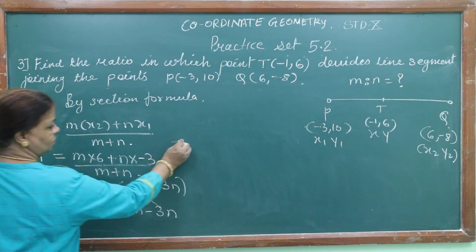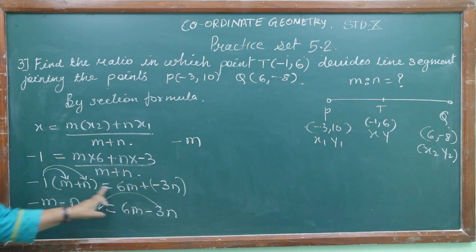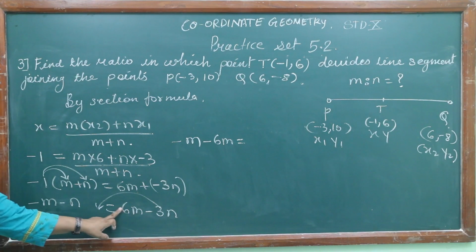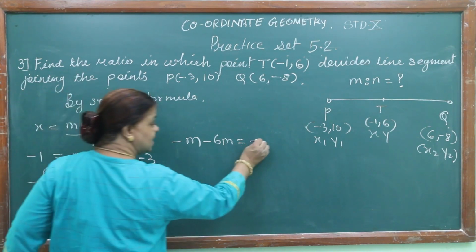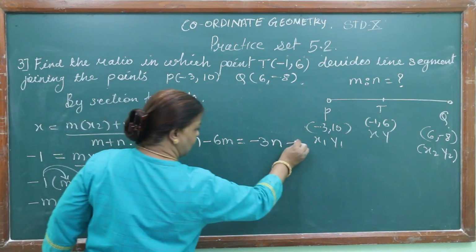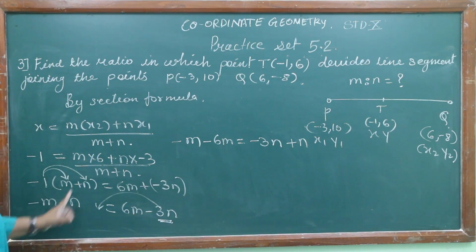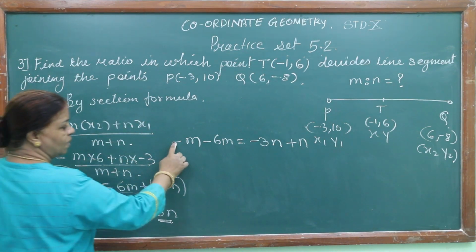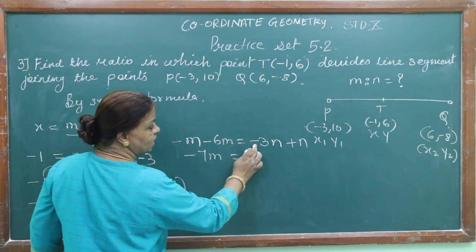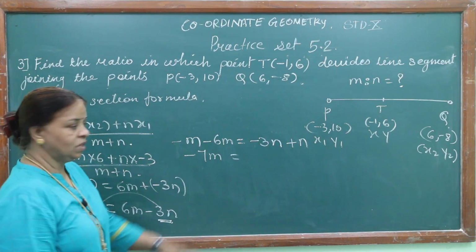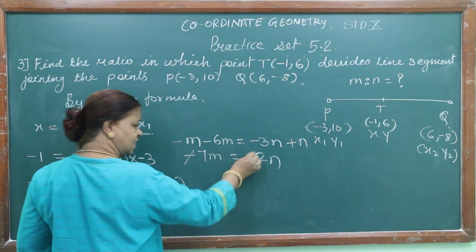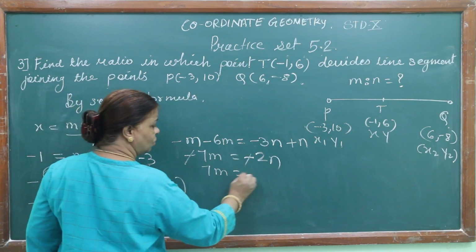Minus m is already there, I am shifting minus 6m. Why will it be minus 6m? Because it is plus, and already minus 3n is there. N will go there, plus n. It is minus, so it will go that side and become plus. So minus minus means both will be added. Minus 7m is equal to, one is minus, one is plus, so you can subtract, minus 2n. This is also minus, this is also minus, we can cancel it. So 7m is equal to 2n.